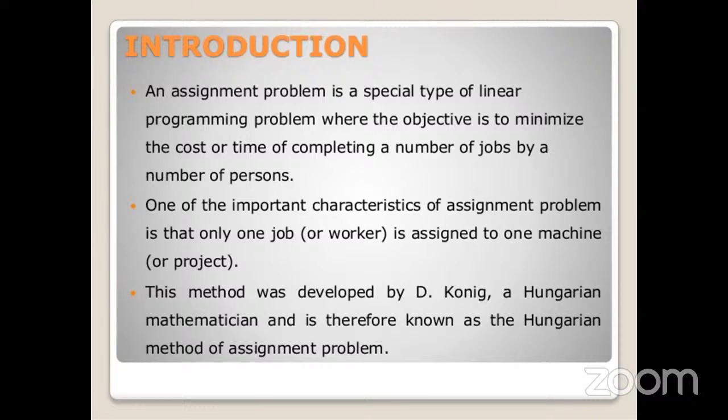And one of the important characteristics of assignment problem is that only one job is assigned to one machine. That means one worker is assigned to one project only. We cannot consider one worker with n number of jobs. We can't assign it. That is highly impossible also. So this is a very important thing you need to remember. One worker, one job. One worker, one project. One worker, one machine.